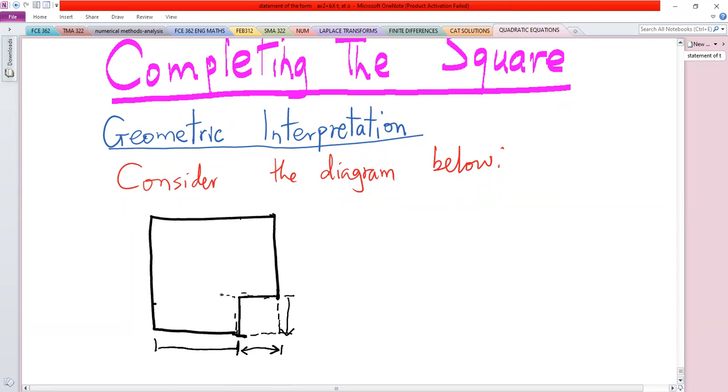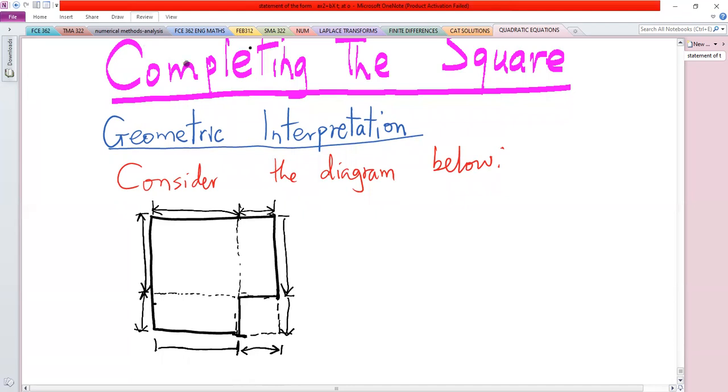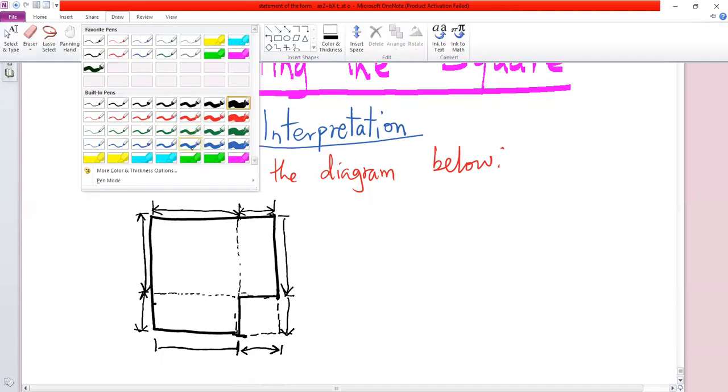And then if you extend this, this is b over 2, and then from here to here is x. If you extend this, this distance is also x. This distance is b over 2. This distance is x. So let's shade this area.